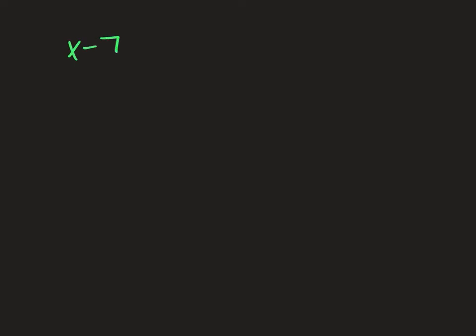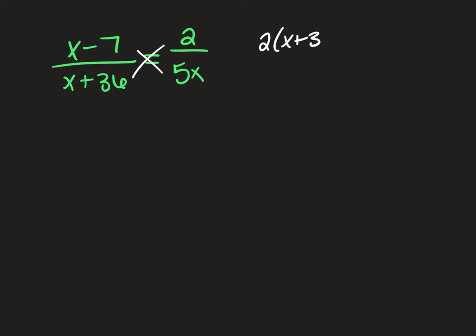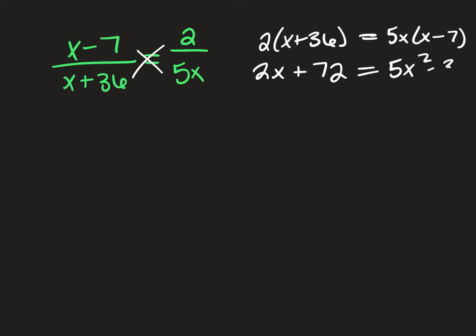x minus 7 over x plus 36 is equal to 2 over 5x. So again, we're going to cross multiply. So that's going to give us 2 times x plus 36 is equal to 5x times x minus 7. So we get 2x plus 72 is 5x squared minus 35x.